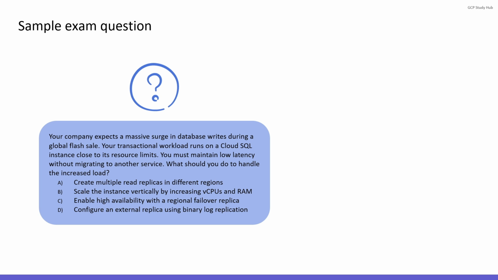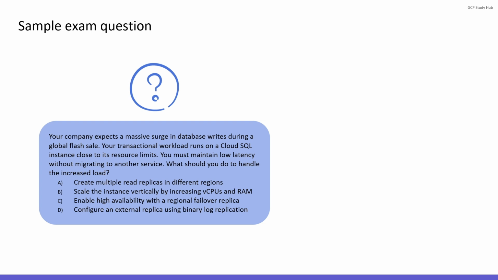Option A is create multiple read replicas in different regions. This could improve read scaling and availability, but it does not solve the main problem here, which is the heavy write traffic. Read replicas do not help with write performance, so this would not be the best choice.